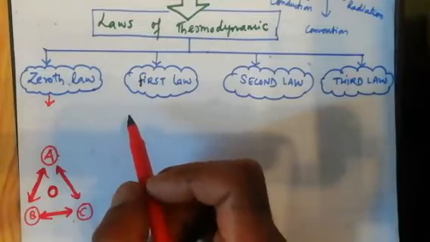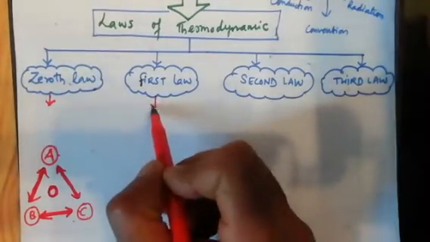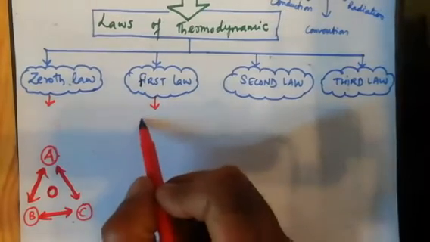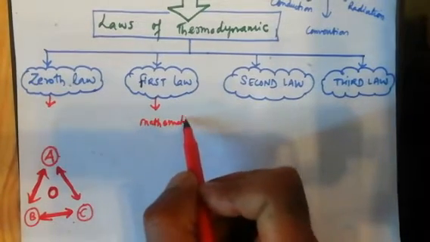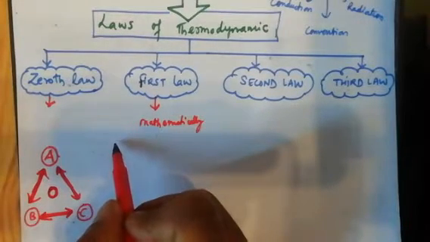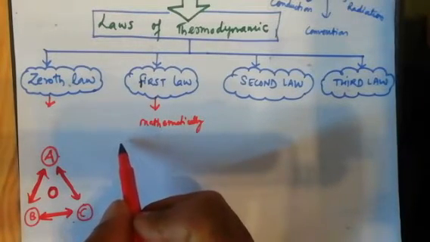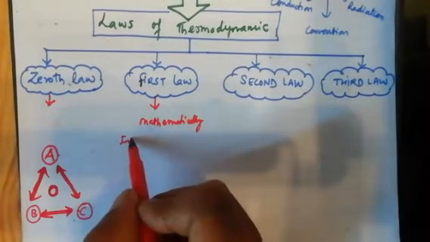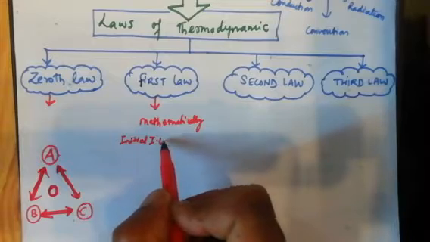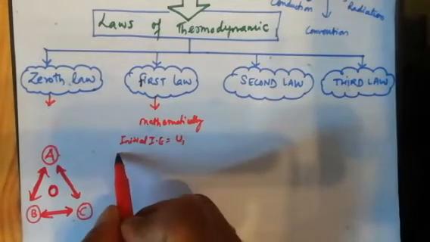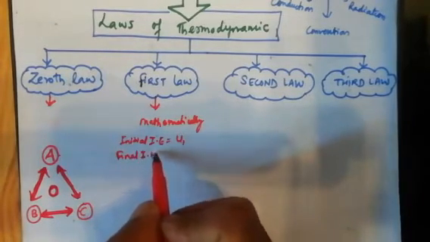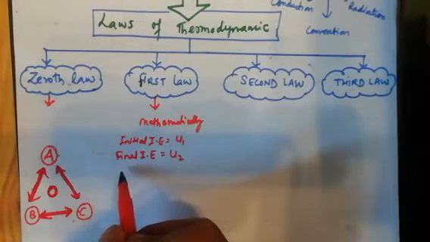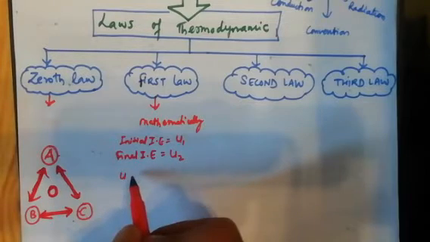Whereas in the first law of thermodynamics we studied that energy can neither be created nor destroyed, it can only be transferred from one form to another. Mathematically, the first law deals with the change in internal energy. The initial internal energy is U1 and the final internal energy is U2, where internal energy is denoted with U. So what is the change in internal energy?